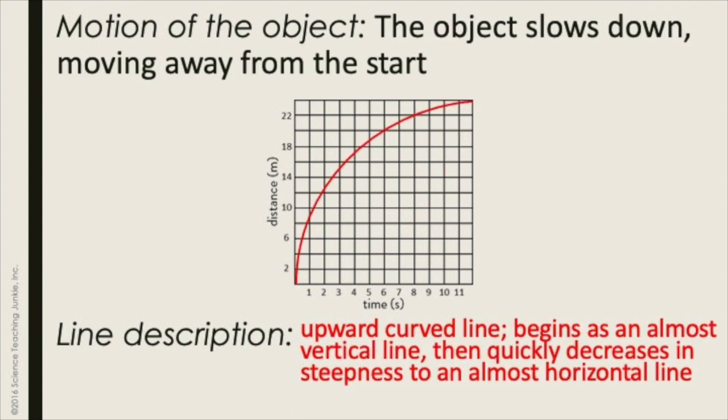For this one, we have an object that is slowing down, moving away from start. So it's an upward curved line, and it begins as an almost vertical line, meaning it was going very quickly, and then it quickly decreases in steepness to an almost horizontal line. So if you see the curved lines, you know there's some acceleration, there's some change in speed going on.